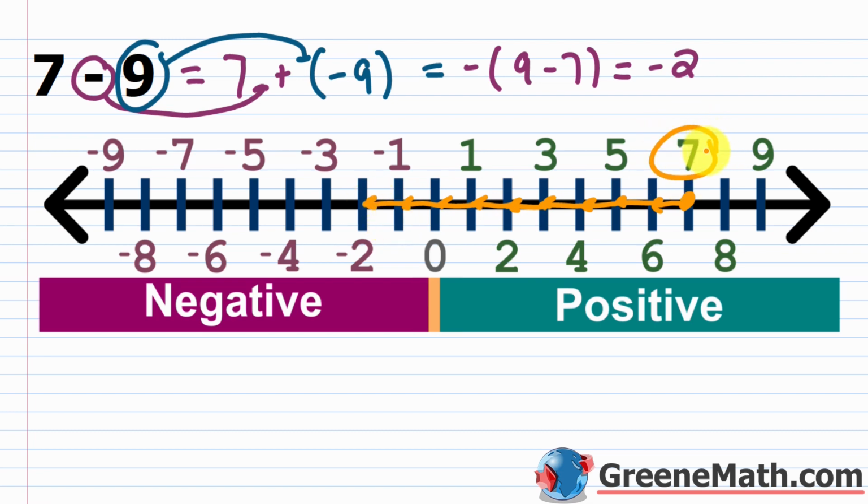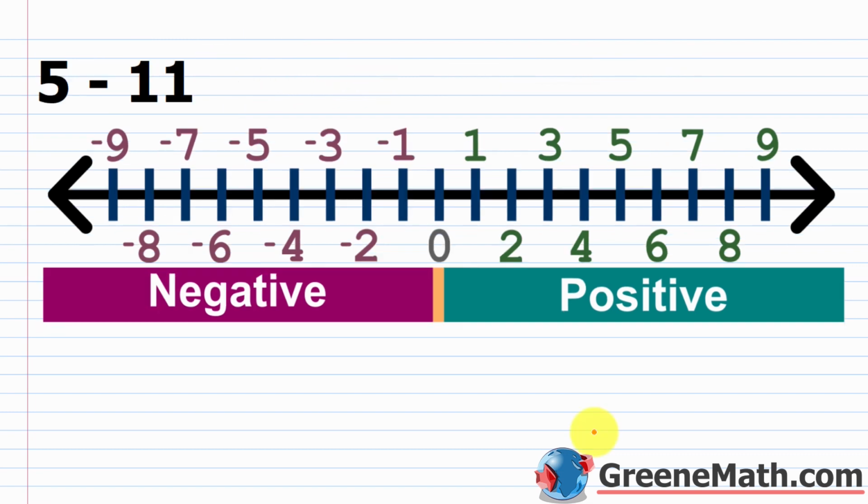So I started at 7. Notice when I added negative 7 or subtracted away 7, I got to 0. And then if I subtract 2 more away or I add another negative 2, I'm going to be at negative 2 for the result. So 7 minus 9, which is the same thing as 7 plus negative 9, gives us negative 2. Okay, let's look at a similar problem.